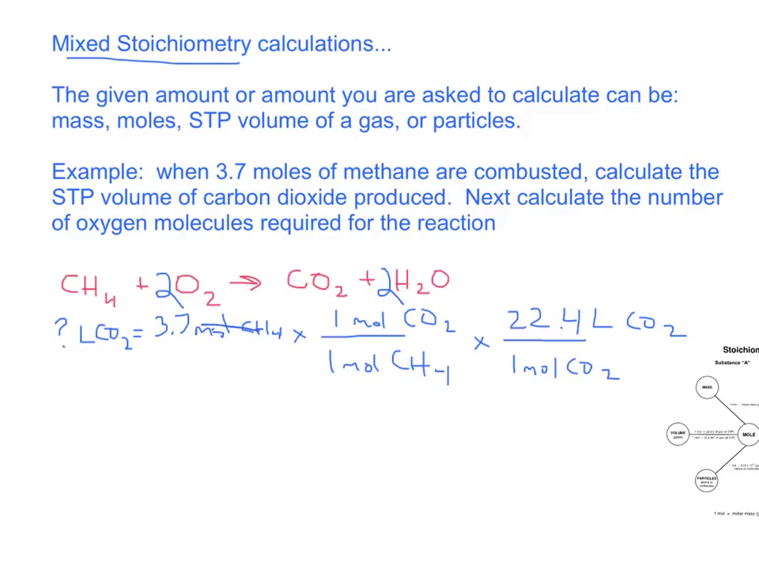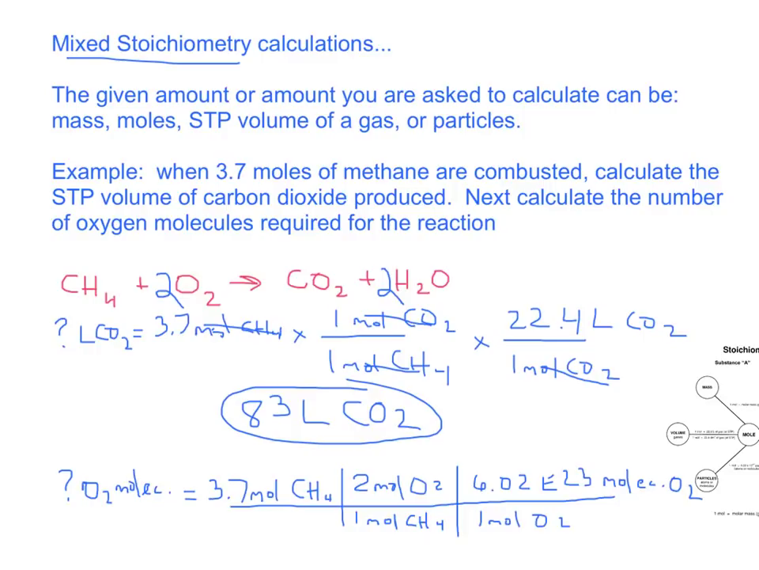So our units cancel. Moles of CO2 cancels. We're left with liters of carbon dioxide. And then it's just a matter of taking the 3.7 times the 22.4 to come up with the answer. And this one works out to 83 liters of CO2. That would be the amount of carbon dioxide produced if we combusted 3.7 moles of methane.